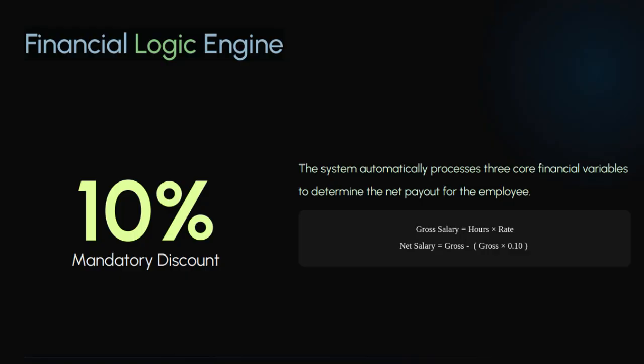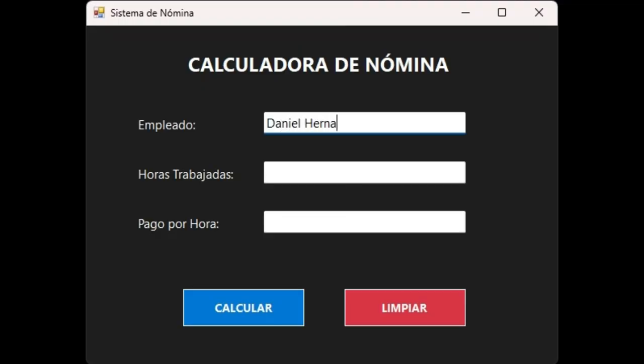At the heart of the application is the financial logic engine. The system automatically processes 3 core financial variables to determine the net payout of each employee. First, it calculates the gross salary by multiplying hours by the hourly rate. Following this, the system applies 10% mandatory discounts. The final net salary is computed from the gross salary minus the discount, which mathematically can be expressed as follows. This ensures that the payroll process is completely automated and error-free.